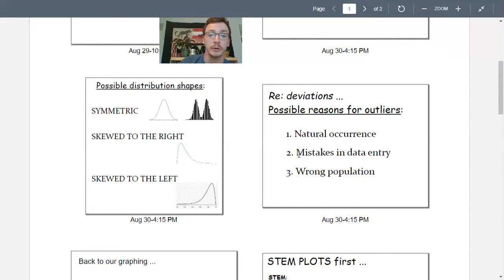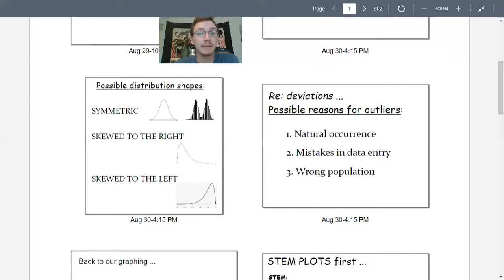You could also have mistakes in data entry. So people largely, when they're recording data, will use a computer. Mistakes happen. So if you're like, man, this looks way off, what went on here? It could just be a simple human mistake. People make mistakes and it happens.